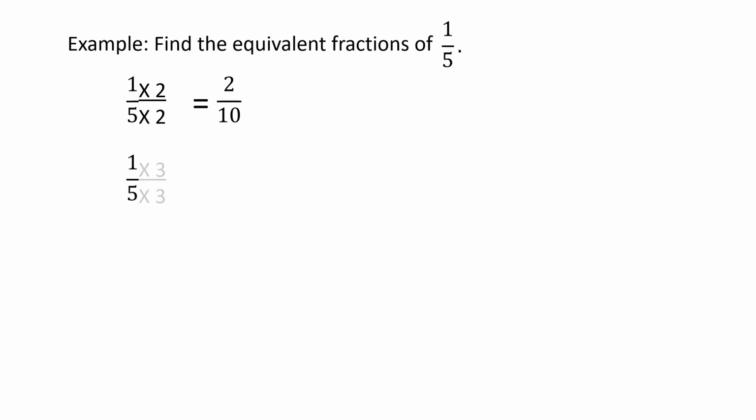Then when we multiply the numerator and denominator of 1/5 by 3, we get 3/15. And one more, multiplying both numerator and denominator of 1/5 by 4, we get 4/20. So we got 2/10, 3/15 and 4/20 as the equivalent fractions of 1/5.